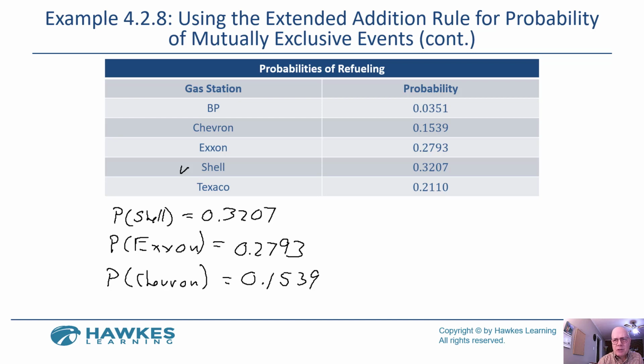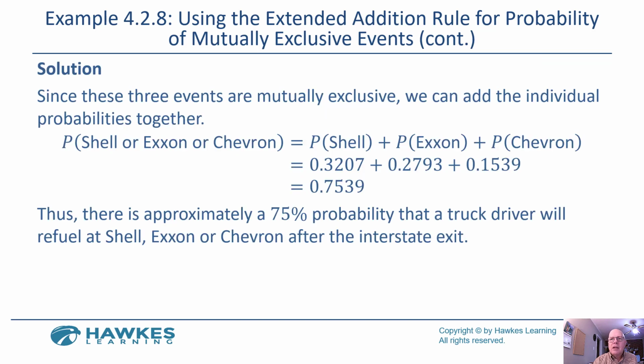It's not that difficult, come on, really. Even with the decimal points not lined up, 7, 3, 9, 19th in the first column, and so on. So what's the total? You got it? Write it down. So the total is 0.7539, or just roughly speaking, about 75% that he's going to refuel at one of those 3 stations after the interstate exit.